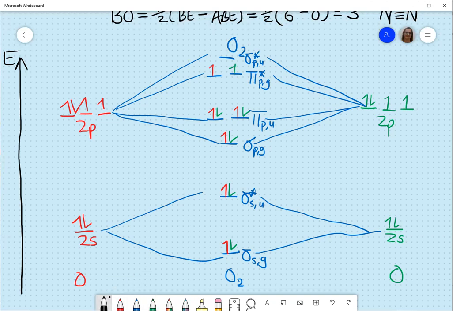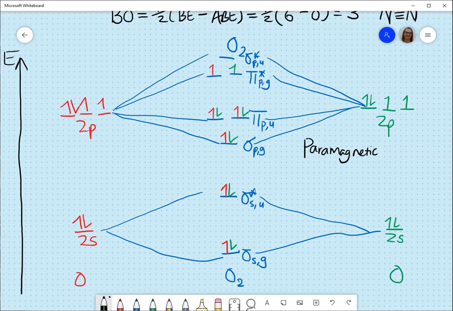Right, now you will notice something. There are unpaired electrons here, and they're in the anti-bonding orbital. Okay, so this means that this material is paramagnetic. Okay, which means that it is affected by a magnetic field because of these unpaired electrons here.